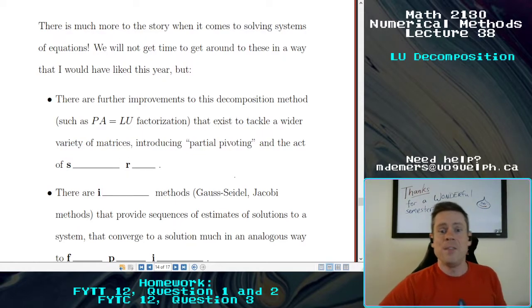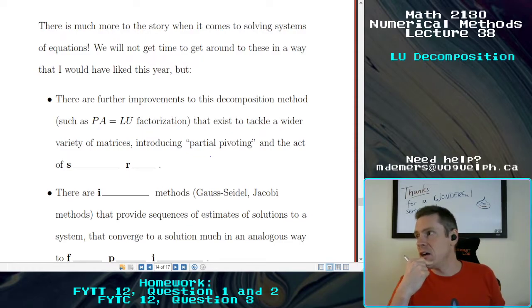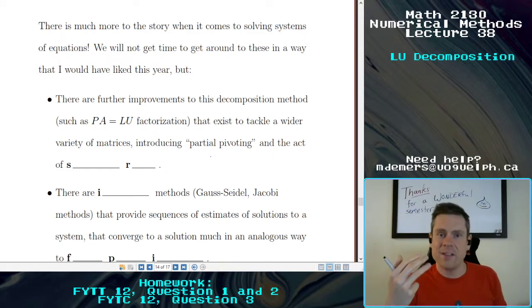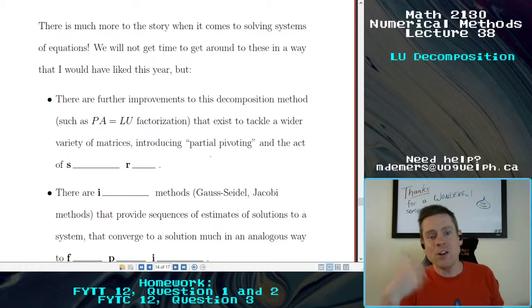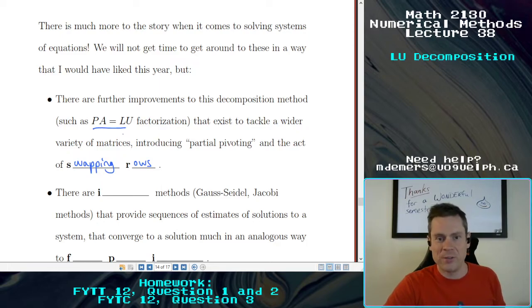Okay, so this LU factorization or decomposition, there are further improvements. Basically, this method right here works on some but not all matrices, and you can expand the amount that you consider by introducing what's called partial pivoting and the act of swapping rows. They tend to call it something different, PA equals LU factorization, which involves a couple of extra considerations and steps along the way just to make the scheme a bit more flexible.